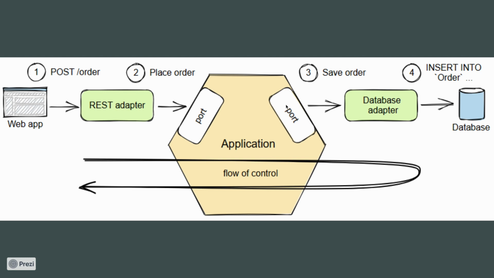On the other side of the application, it communicates with a port that allows persisting orders. If you wanted to use a relational database as a persistence solution, a database adapter would implement the connection to the database. The adapter takes the information coming from the port and translates it into SQL for storing the orders in the database. The application itself is unaware of how this is implemented or what technologies the implementation uses.